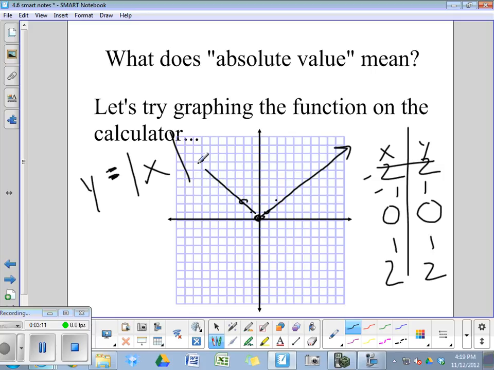So the absolute value function is going to look like this. We call it a V-graph. So that is the basic parent function. I want you to draw that on your paper and then come back.